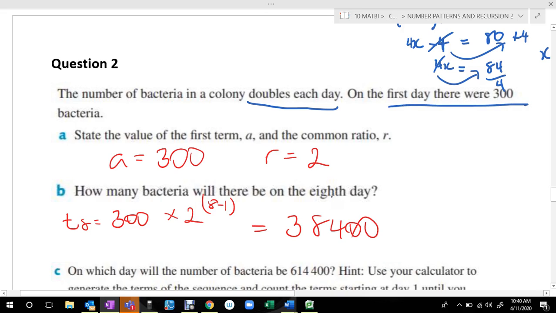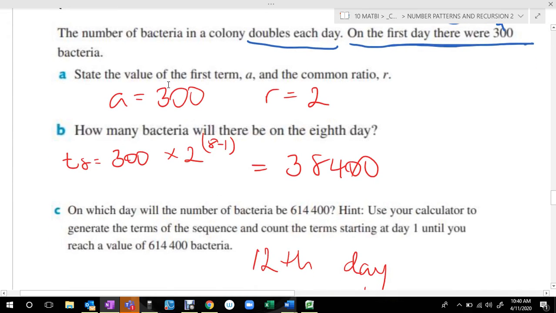First day, there were 300 bacteria. So what's the first term? So here on this question, it says on the first day there were 300. So what's the first term? Good, 300. Not the starting term, all right? The first term. So in this case, state the value of A and R. We know that A, as Jacqueline said, first term 300, and R is 2, as Sarah mentioned.